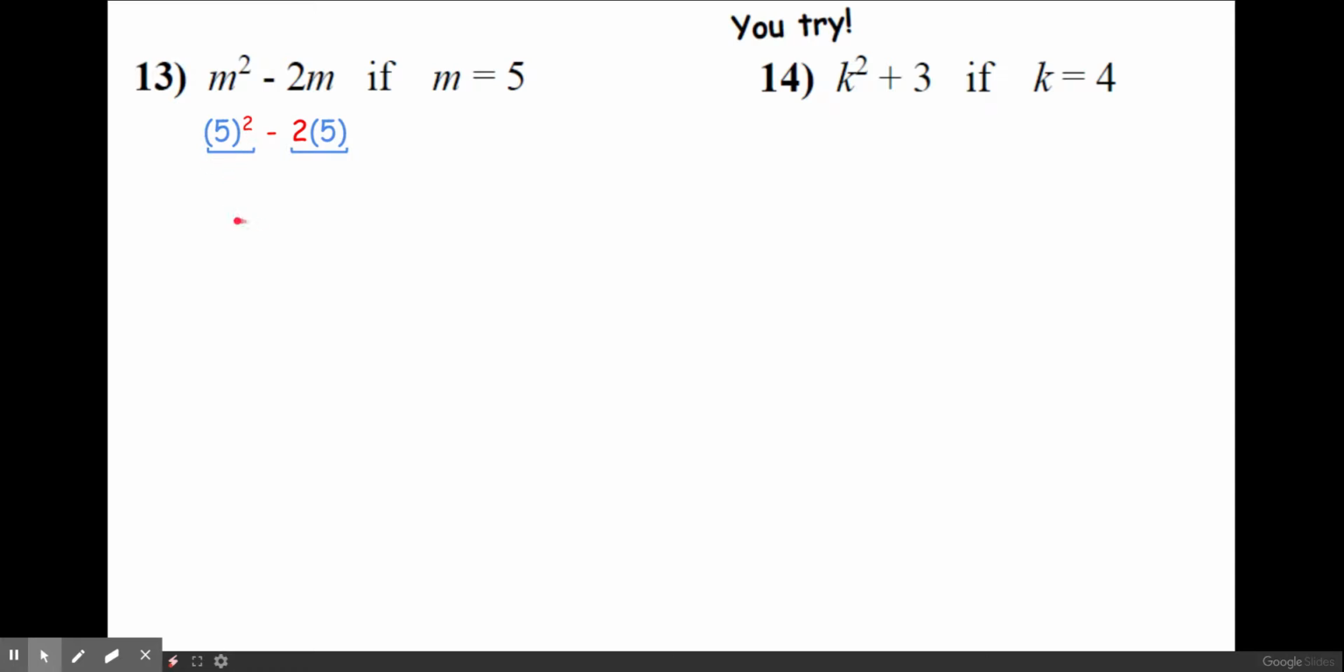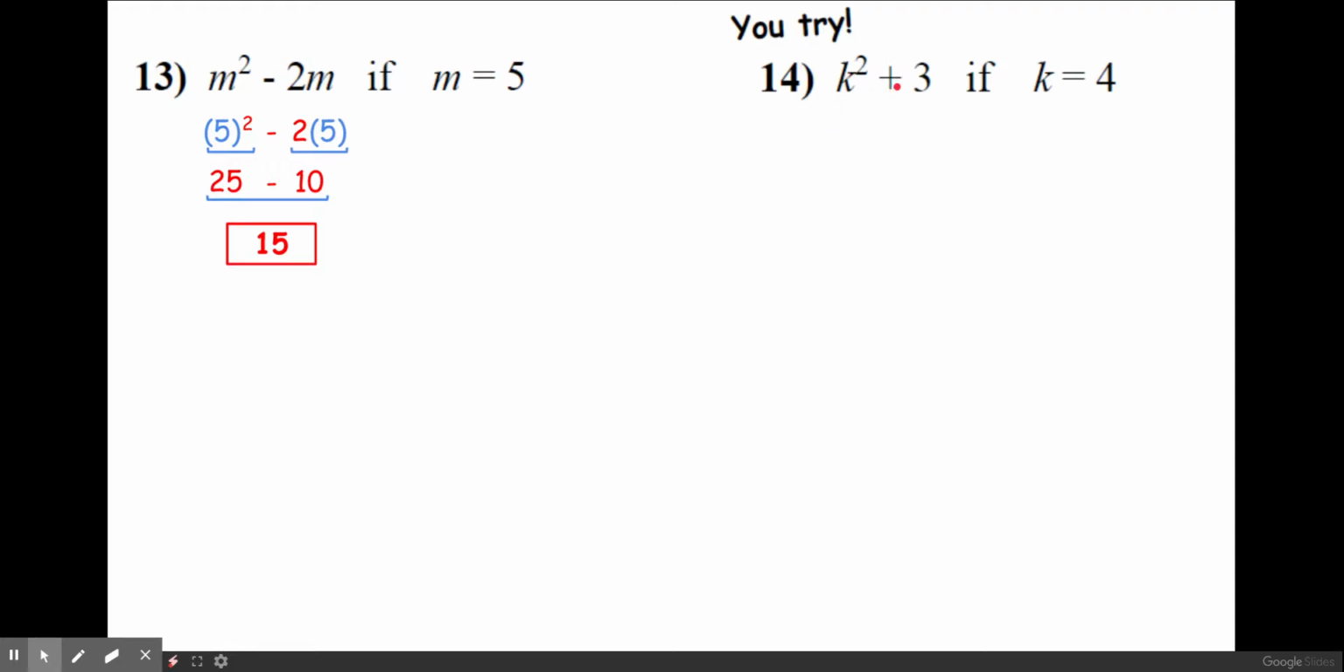So 5 to the second power is 25, because that's 5 times 5, not 5 times 2. And you have 2 times 5 over here, which equals 10. Now you bring down everything else, which is the minus sign between them. 25 minus 10 just equals 15. You try number 14. Go and pause the video if you'd like, or just keep going.